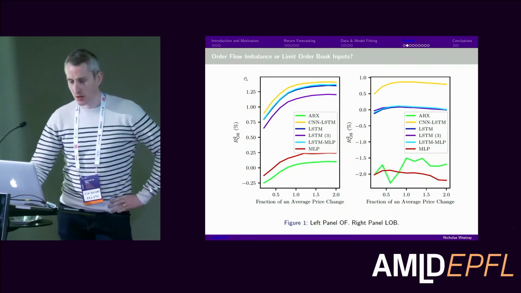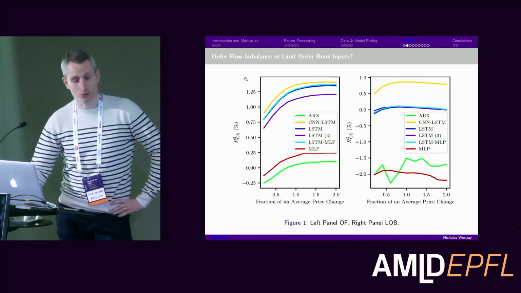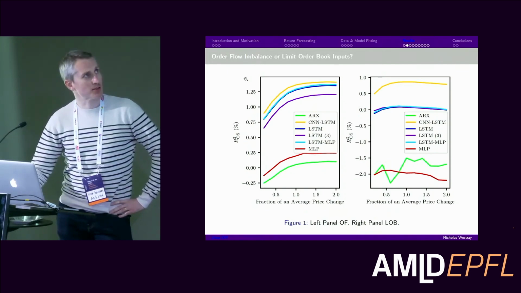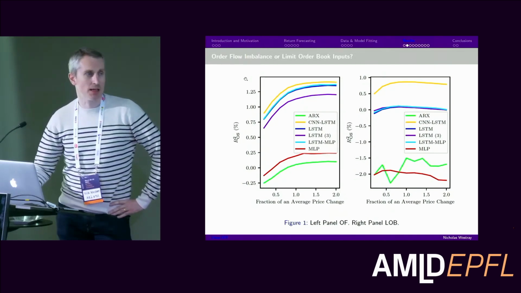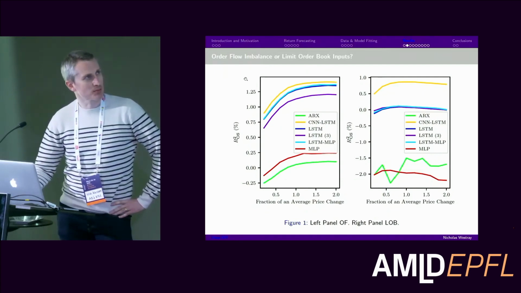Okay, so on the left, we have what happens if you use order flow inputs. And on the right, we have what happens if you use raw limit order book inputs. We have our 6 models in different colors. The y-axis gives you the out-of-sample R-squared, and the x-axis measures the fraction of an average price change that we're looking at. So we look between 0 and 2, and then in the paper you can find plots out to 10 average price changes. This is, I think, the most interesting region to look at.